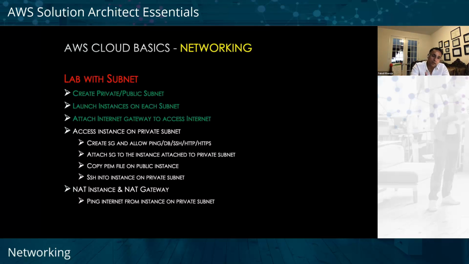So I did this for one of my sessions when I was doing a workshop, where I would ask them to create a subnet, a private subnet, a public subnet, launch instances on each subnet, attach an internet gateway to access the internet, access the instance on the private subnet, create a security group, allow certain ping, DB, SSH, HTTP, HTTPS protocols within the SG group, attach the SG to this instance, attach to the private subnet a NAT instance, which is basically a network gateway instance, and allow that so that you can access the gateway as well.